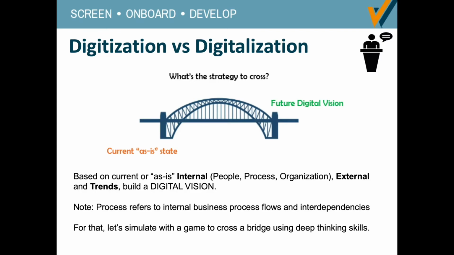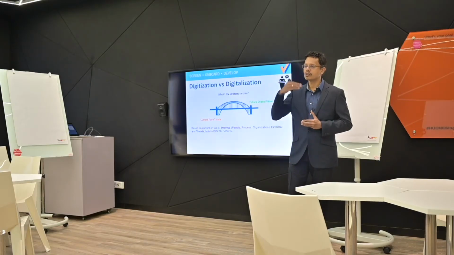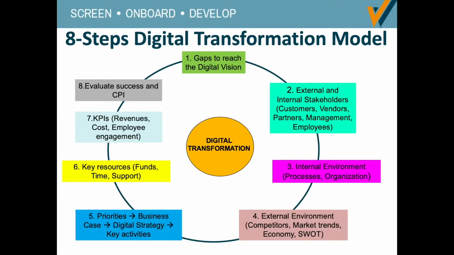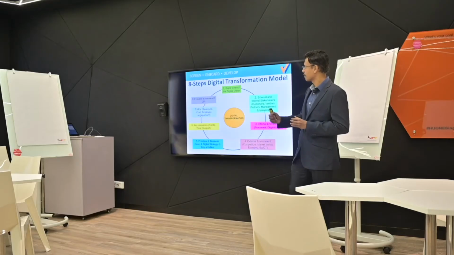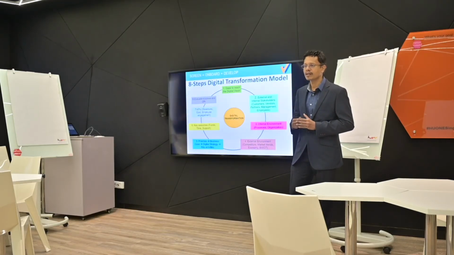Next is what? You need to be able to build a digital vision for yourself, a digital vision for your company. So based on your current state, your current structure, your setup of people, your processes, your organization, we need to see how we can leverage technology to get to the other side of the bridge. And on the second day of the workshop, we will build a digital transformation model using these 8 steps, starting from the gaps that we just saw before you cross the bridge, all the way up to building an entire digital vision. And then, of course, we want to make sure we continuously improve it as well.